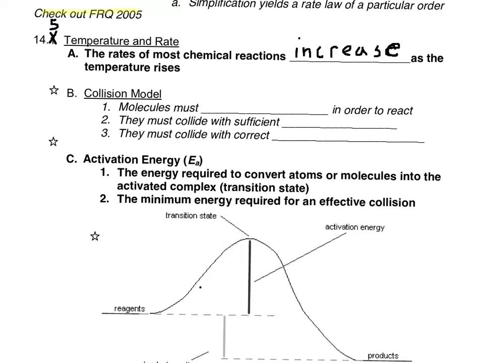reaction. And this is based on the idea that molecules have to collide together in order to actually react. This is referred to as the collision model. Whenever the molecules collide together, they have to have enough energy to actually react with one another. And they also have to have the correct orientation. So let's take a look at what that means.